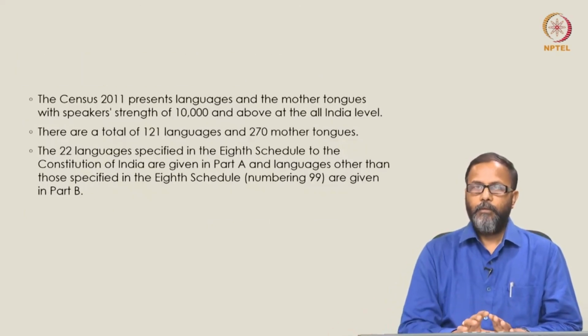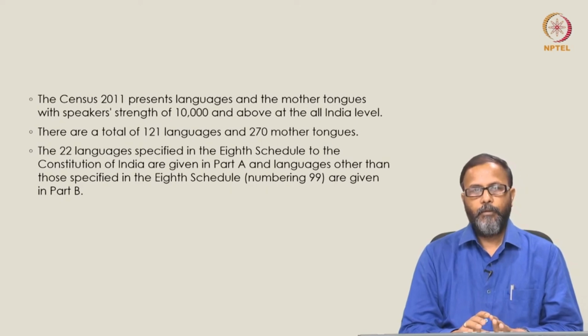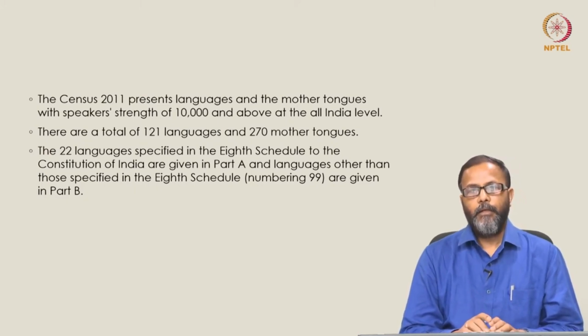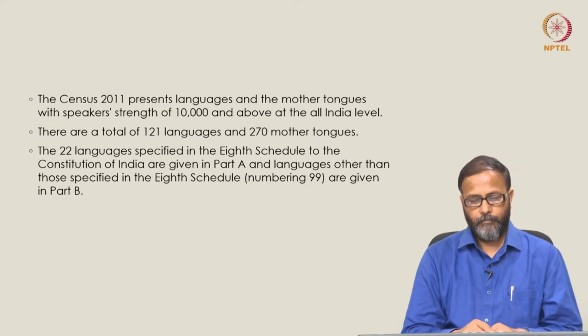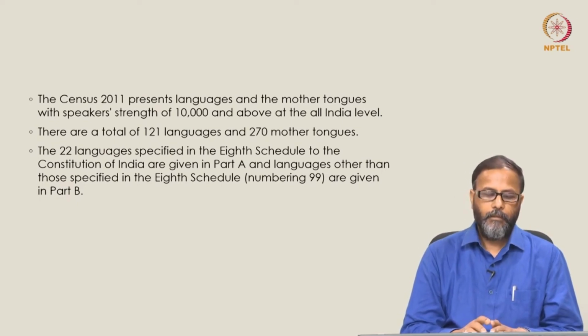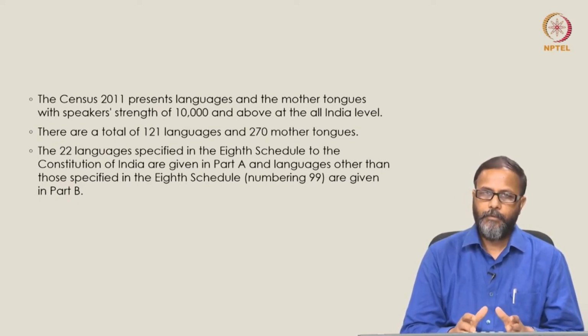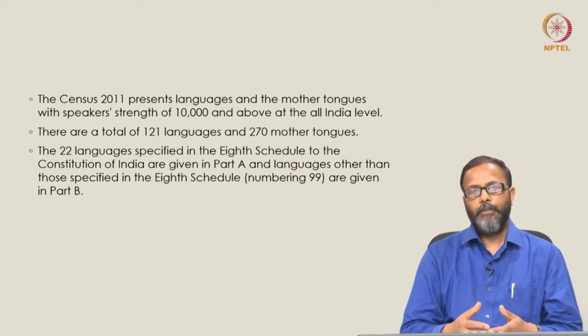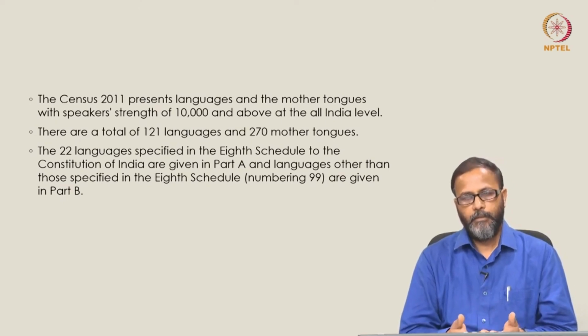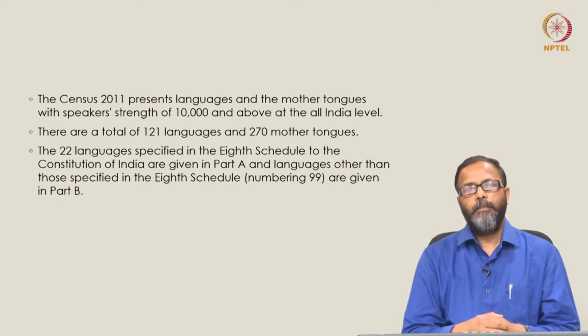And there are many non-scheduled languages. The total number of non-scheduled languages according to Census 2011 is 99. So, out of 121 languages, we have 22 scheduled languages and 99 non-scheduled languages. Census 2011 presents languages and mother tongues with a speaker strength of more than 10,000. That is the criterion fixed for inclusion in the census survey. There are a total of 121 languages listed in the census in 2011 and 270 designated mother tongues.